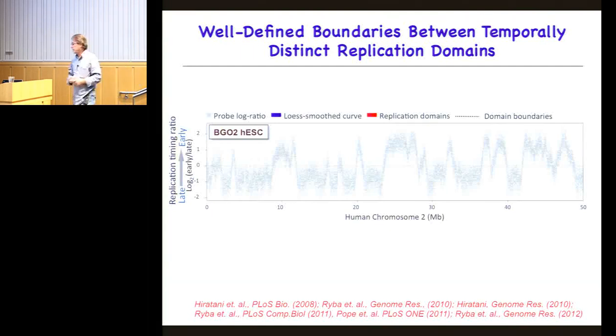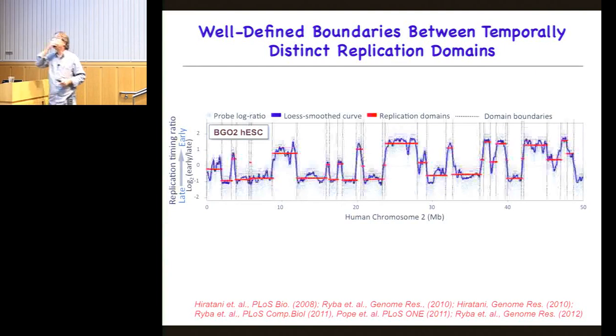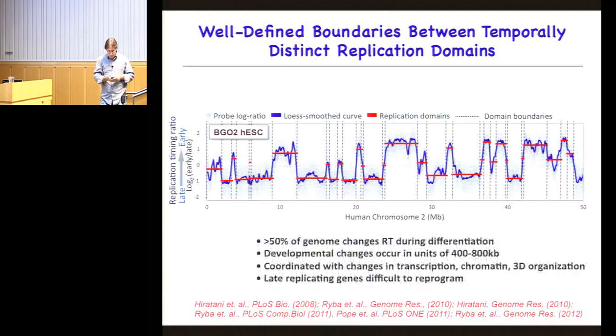Okay, and so then we can smooth these data and segment them, and then we can ask questions about how many domains there are, where the boundaries are, etc. And so to summarize many years of work, what we find is that when we look at differentiating stem cells or compare different cell types, about half of the genome changes this temporal order. So you'll see domains that switch from, say, early to late, late to early, etc., during the course of differentiation.